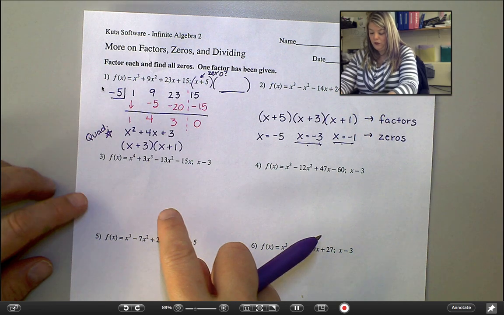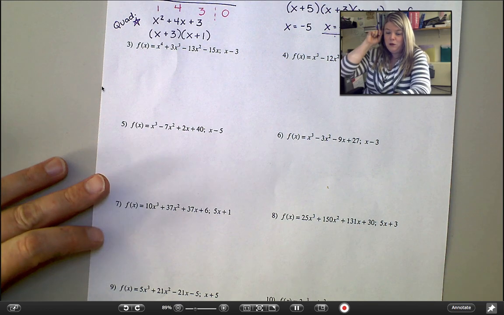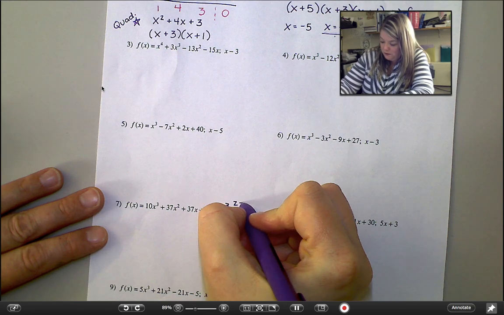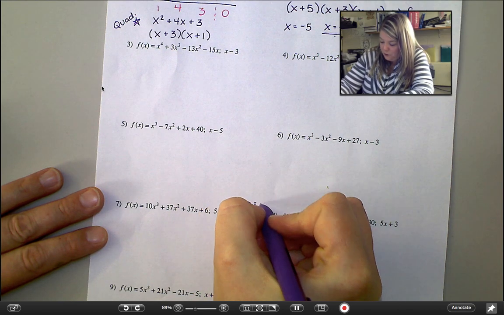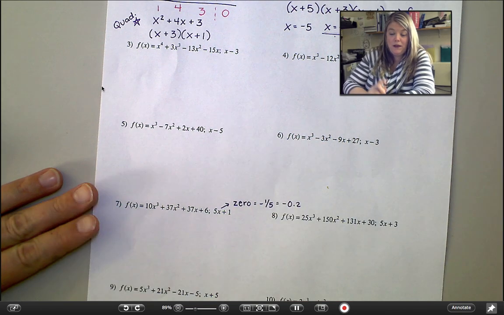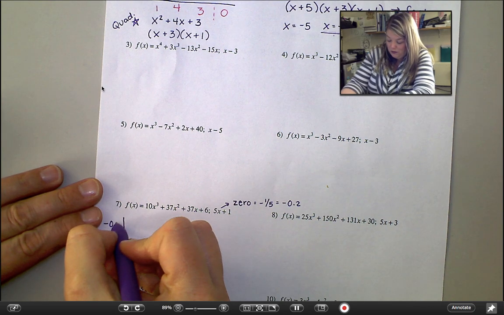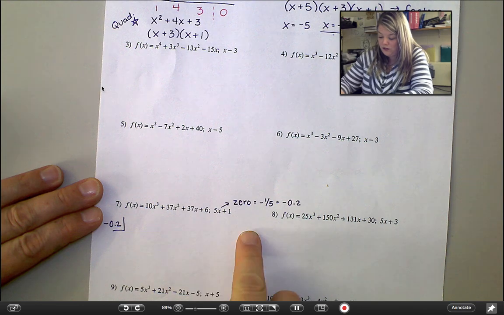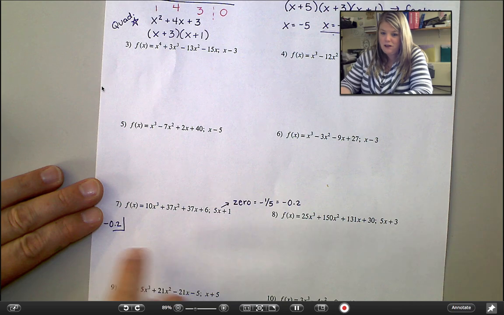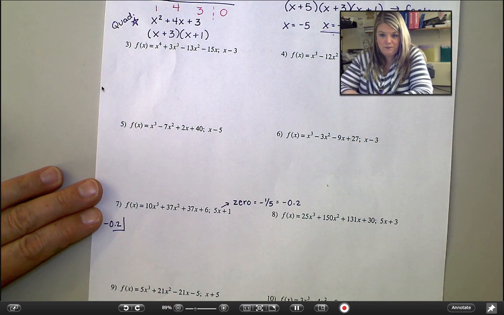So you're doing that for 3, 5, 7, and 9. On number 7, just be careful when you set up your synthetic division. The 0 that goes along with 5x plus 1 is -1/5, also known as -0.2, okay? That's okay. You can still set up your synthetic division with that number, okay? And then fill out your coefficients here like you normally would. Do all of your math. You may end up with some ugly decimals and stuff in here, but your answer will still come out to give you a quadratic like it did here, okay?